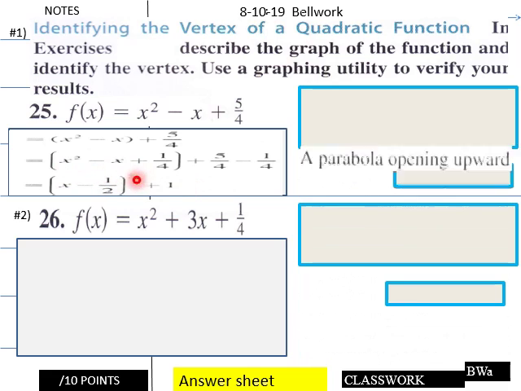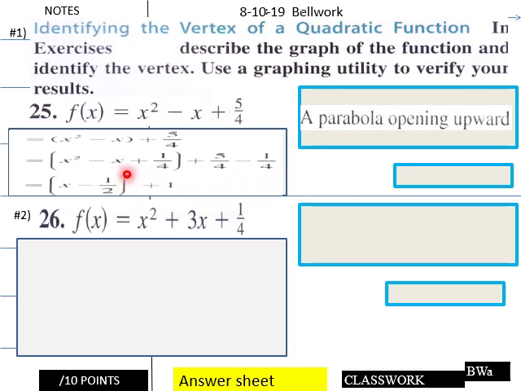So now we've got this in vertex form here. The parabola would open upward because a out here is positive. There is an implied a out here, which is positive 1. Then our vertex would be the negative of negative 1/2, which would be 1/2, and then 1. So your h and k would be 1/2 and 1 for 25.